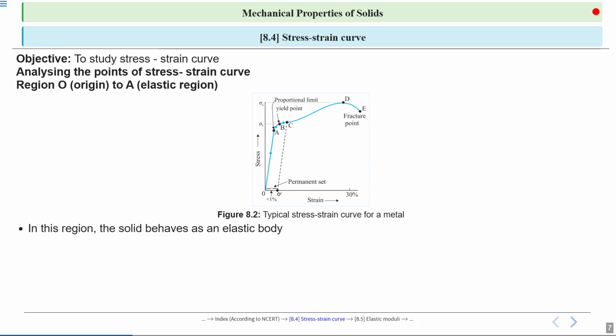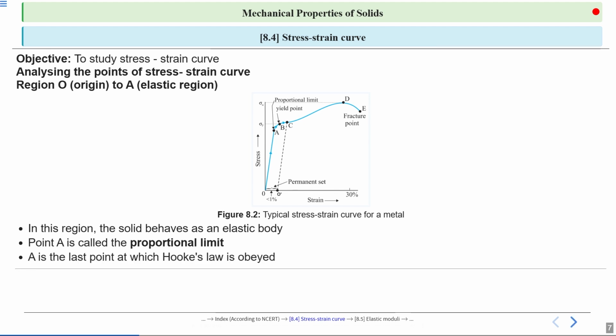In this region, origin to A, the elastic region, the solid behaves as an elastic body. That means it can return to its original shape after the force is removed. Point A on the curve is known as the proportional limit. This is the highest point where the stress and strain are directly proportional to each other. Alright, point A is the highest point. At A, Hooke's law is still obeyed.